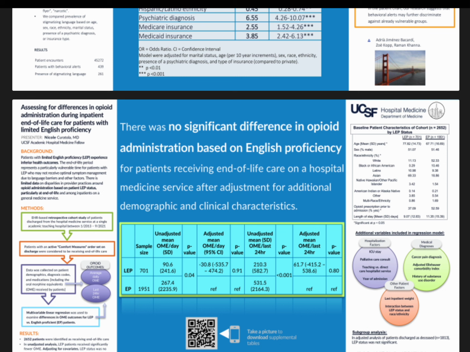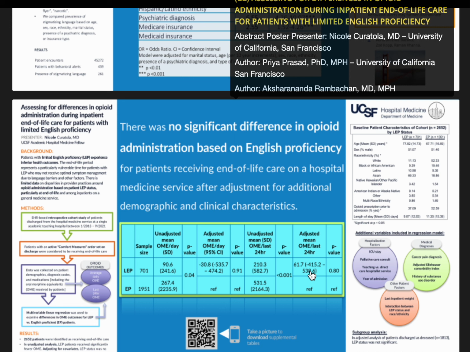The result was that there was no significant difference in opioid administration based on English proficiency for patients receiving end-of-life care on a hospital medicine services after adjustment for additional demographic and clinical characteristics. This is great, yeah, because let's say you have a Hispanic patient versus having an English speaking patient. Would you think that the Hispanic patient that only speaks Spanish will receive less pain medications as he's not able to sometimes get the message through?